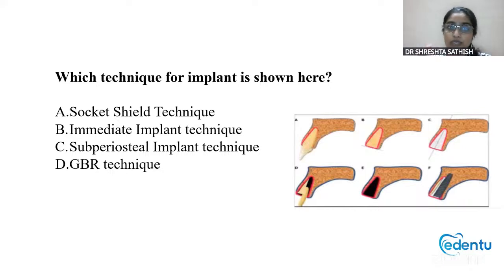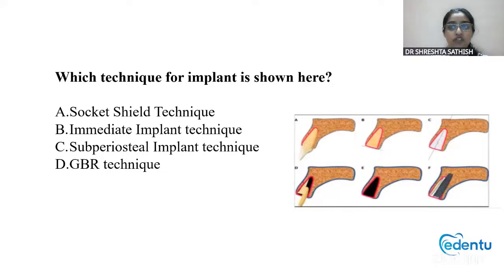So in this, if you can see, in the first picture, you have the whole tooth. Then the crown is cut off. In the third picture, the root is sectioned. In the fourth picture down, you can see the inner portion, that is the palatal portion of the sectioned root, is being removed.